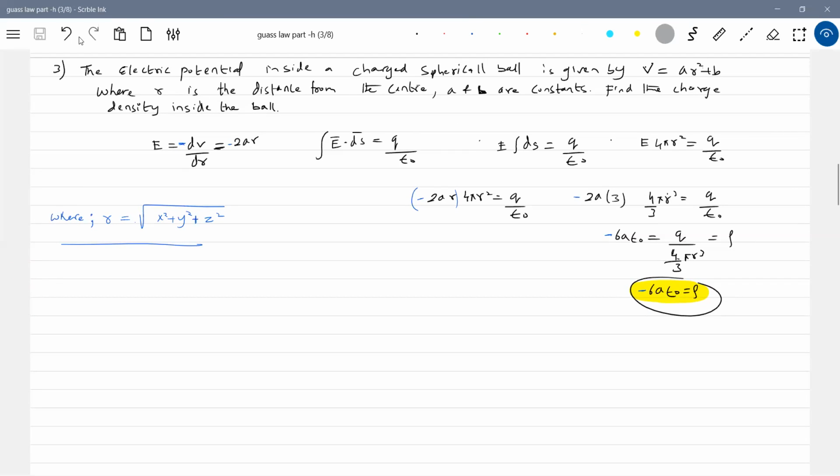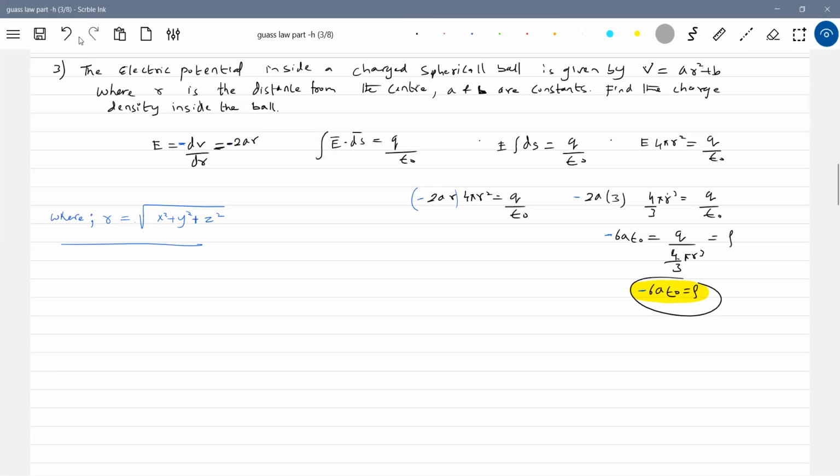Now this is like, if they give a potential function, the electric potential inside a charged spherical ball is given by V equal to A r square plus B, where r is the distance from the center and A and B are constants. Find the charge density inside the ball. First of all, if I differentiate this dV by dr, I'll get the electric field. So minus 2Ar. B is a constant, A and B are constants. So I'll get this one.